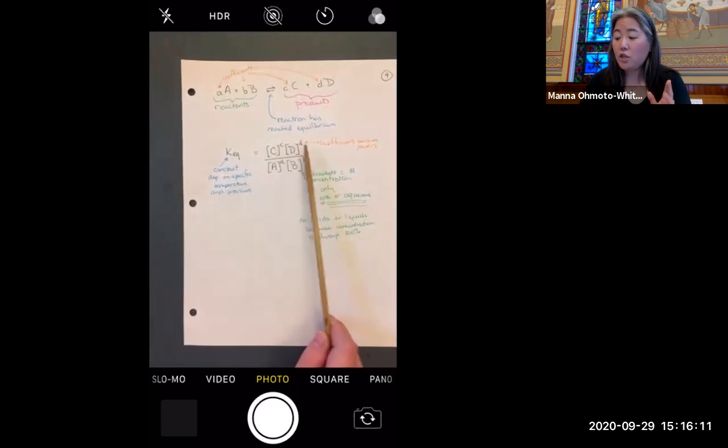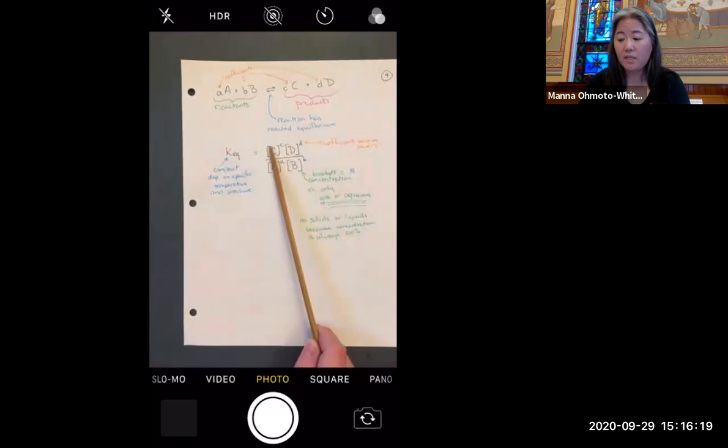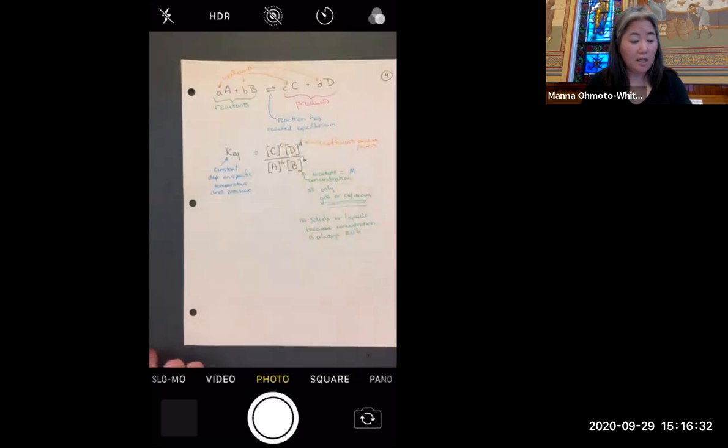And then the coefficients become powers, right? So say that this coefficient right here was a 2, that would mean I would take the concentration of C to the second power. So coefficients become powers, and then I have my reactants underneath my products. So my products over my reactants. And that's how you calculate the KEQ value.